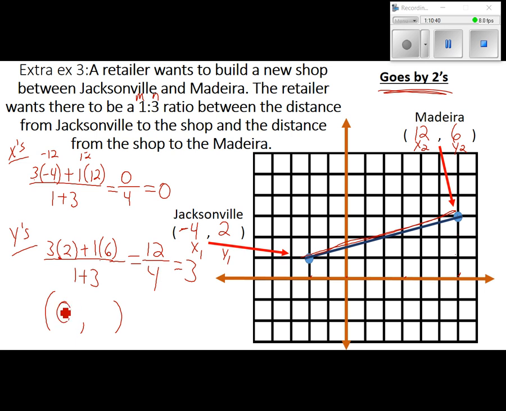So our final point is 0, 3. If I look at this, the point where they're saying we should make it, I go left or right 0, and I go up 3. Remember, we're going by 2s, so there's 1, 2, 3. So they should build their shop somewhere about there. Again, we were saying that we want 1 part on this side and 3 parts on that side. And that looks like about where it would be. So that's our point. This is our answer.